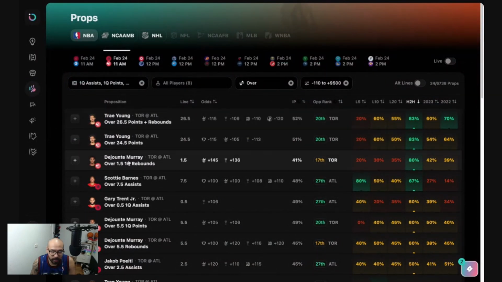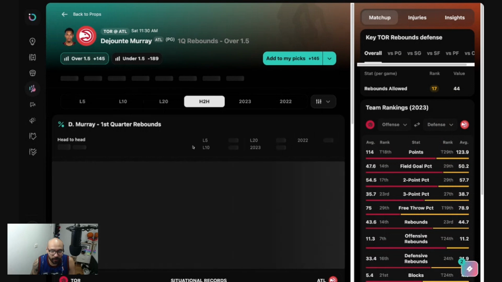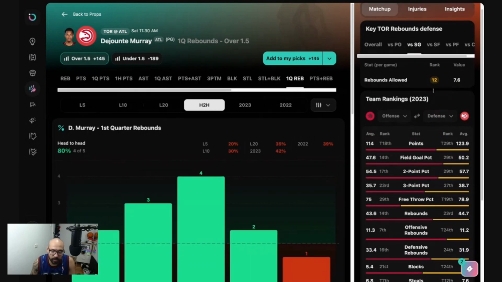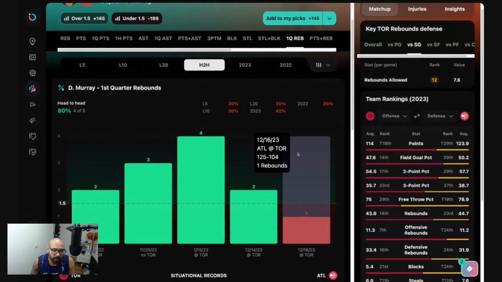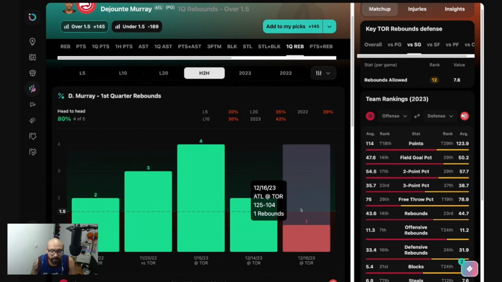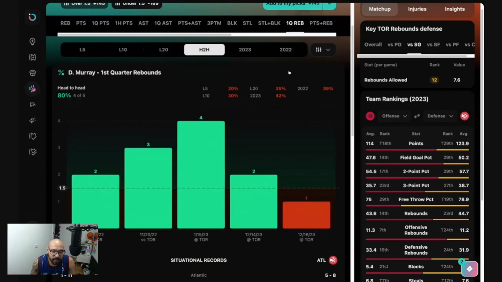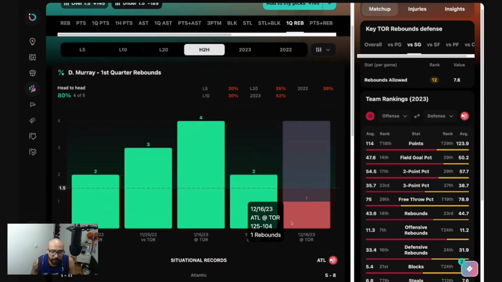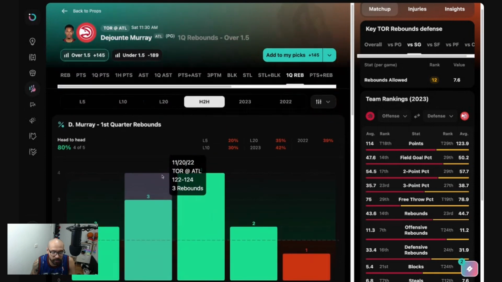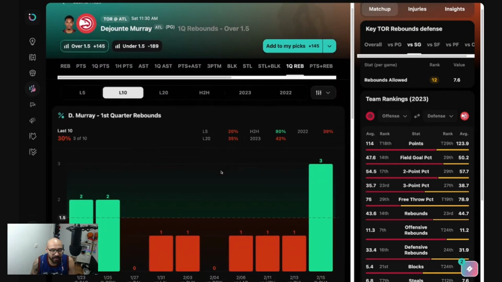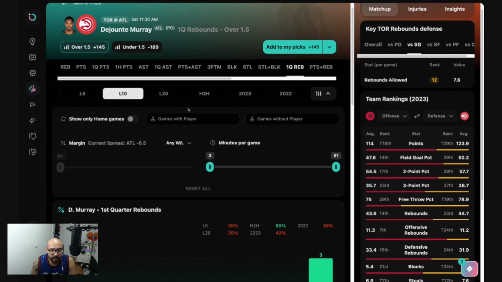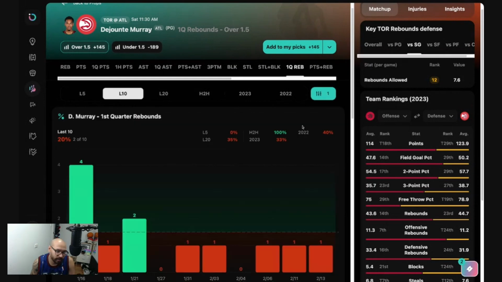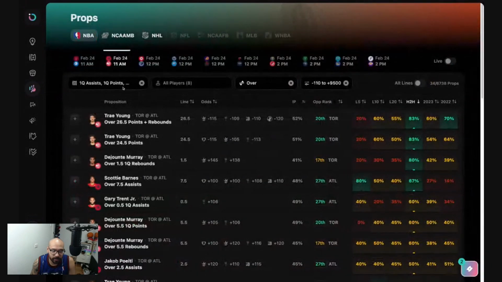Another one is DeJounte Murray, over 1.5 rebounds in the first quarter. The Raptors are ranked 12th in terms of rebounds allowed to shooting guards. We can see that he's covered this in 4 out of his last 5 games against the Toronto Raptors. Most recently against them, he only had 1, back in December. He hasn't played a home game against them since November of 2022. Looking at his last 10, he's only covered this in 3 of his last 10, and in his last 10 games at home, he's only covered this twice. So the numbers against the Raptors aren't strong enough for me to take DeJounte Murray on that one.